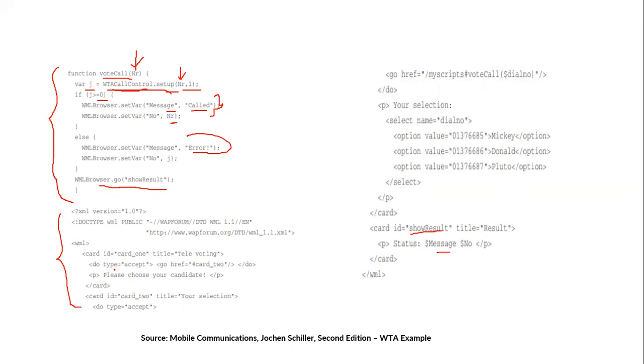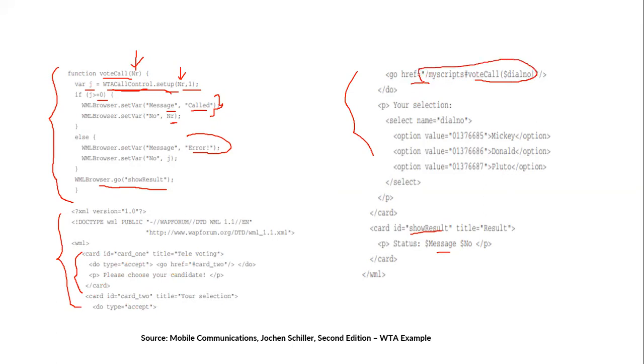Some of the code is very similar to whatever we have discussed in the previous case. So this part is the same as the previous case. There is a card, onevent, accept, go href, go to card 2, like that. Here is the selection part. This is also the same. The only difference is in the go href. Here we are saying my scripts vote call dollar dial number.